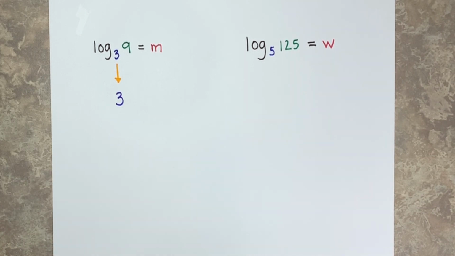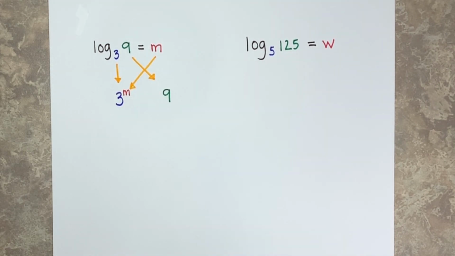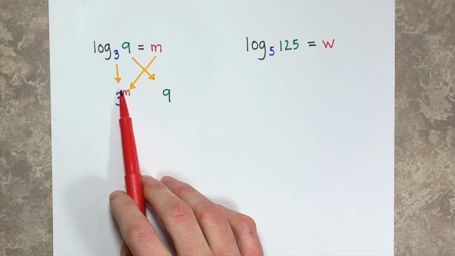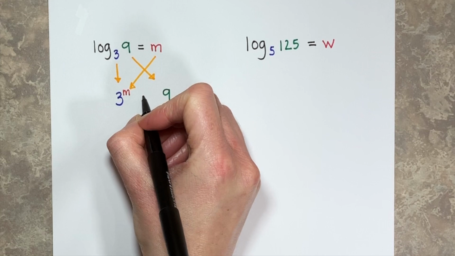After we've brought down the base, then we switch the next two values. So we put the 9 over here, and we put the m over here. And when written in exponential form, the m is written as a small superscript like shown here. And then we can add our equal sign.